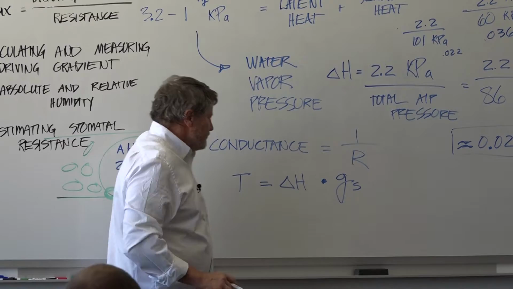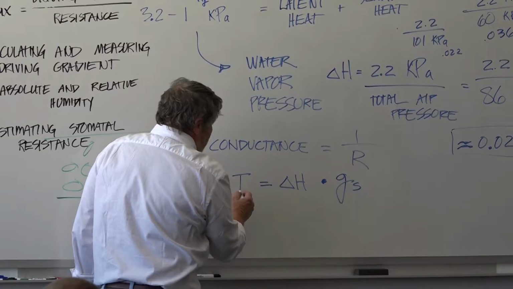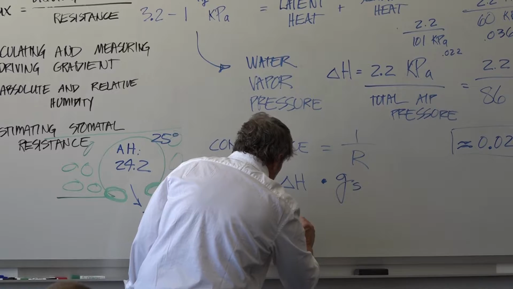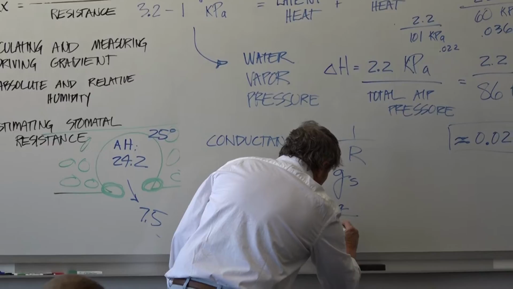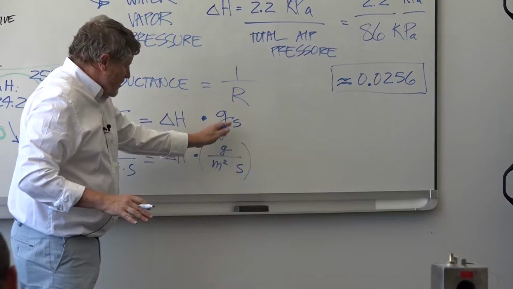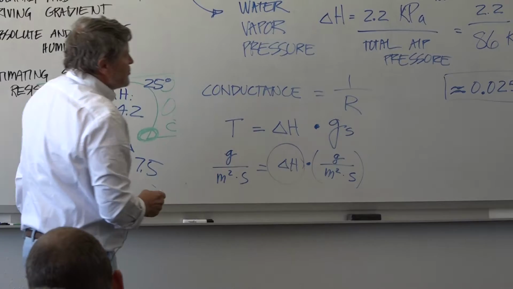So if delta H is dimensionless, the units for conductance are exactly the same as the units for transpiration. This might be grams per meter squared per second, times this dimensionless number, and in this case, grams per meter per second, a unit for conductance. We'll talk about conductance in a minute. But the key here is calculating this dimensionless number for transpiration.